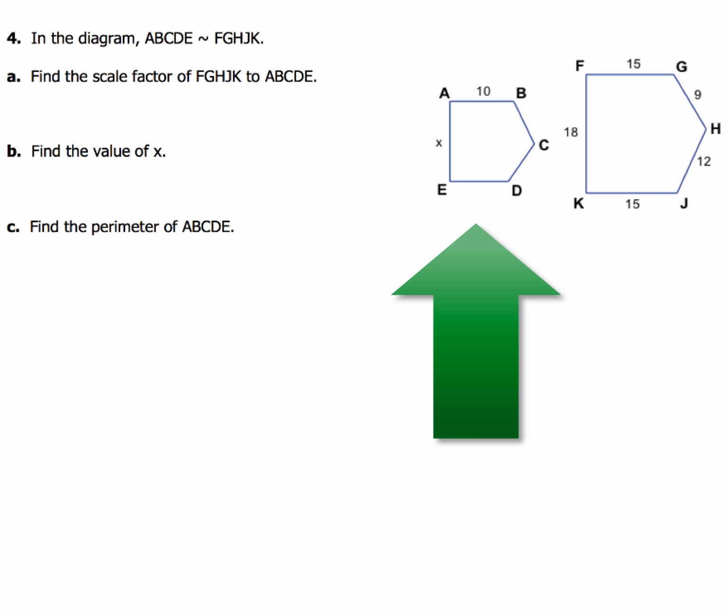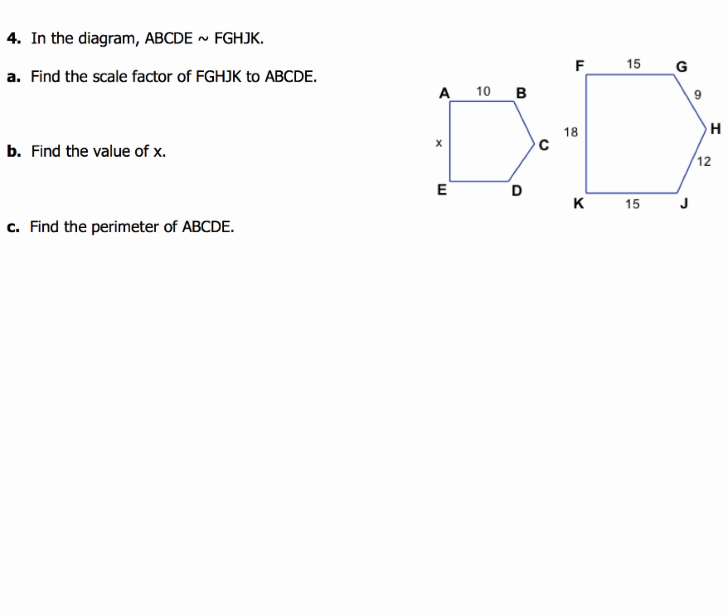So if we look at those two figures, we're going from the larger figure to the smaller figure, because remember, you want to take your time and make sure that you read correctly for that. So I can pick any two corresponding sides that I want, and I'm going to pick FG to AB. So I'm going to work with those two sides. Now FG has a length of 15 and AB has a length of 10. So when I reduce that, I end up with a ratio of 3/2. So that's my scale factor for the larger figure to the smaller figure.